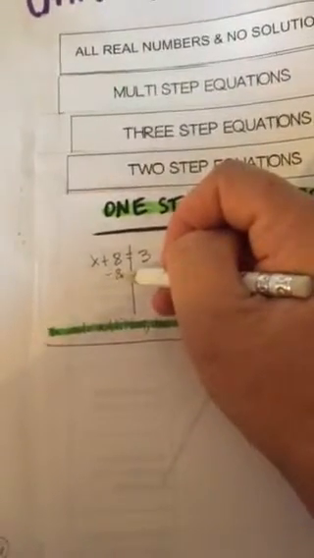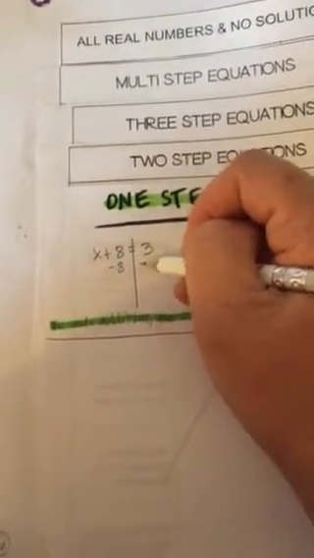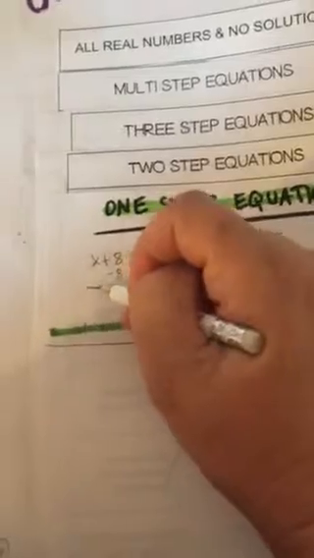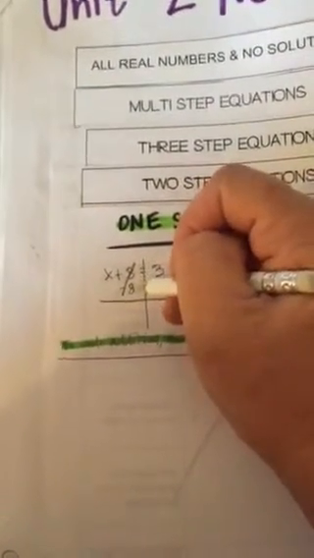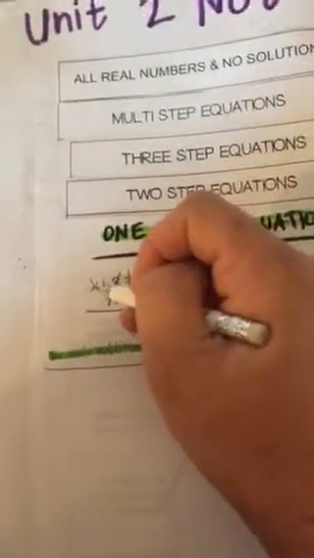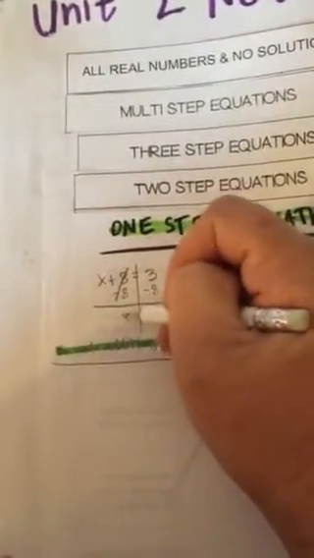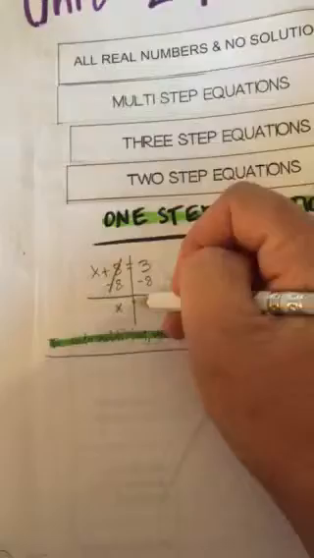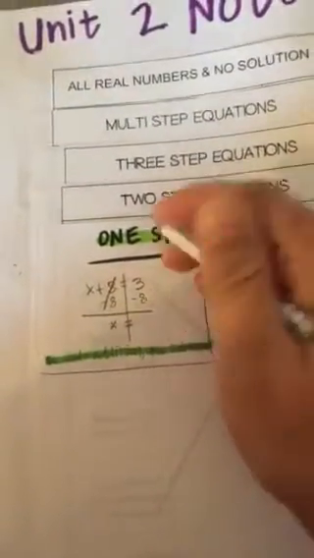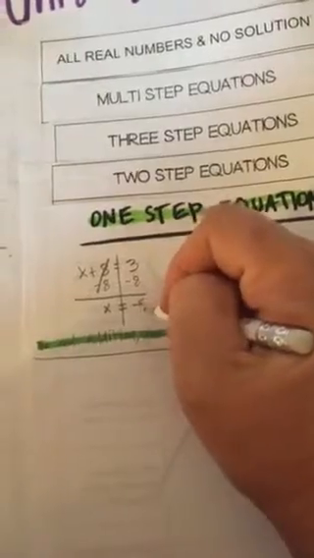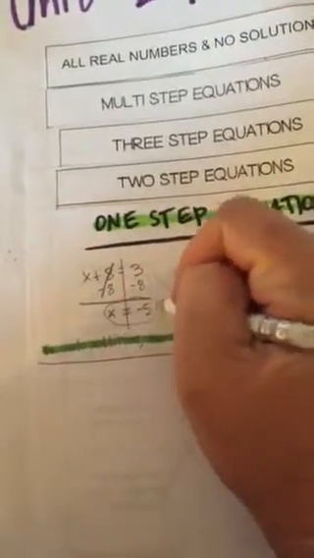And whatever I do to one side of the equation, I have to come across and do the exact same thing to the other side of the equation. So that's going to cancel out. Positive 8 and negative 8 makes 0. So that just cancels out. All that's left over here is an x. And then I'm going to drop that equal sign straight down. And then I do 3 minus 8, which is negative 5. So I get my answer is x equals negative 5.